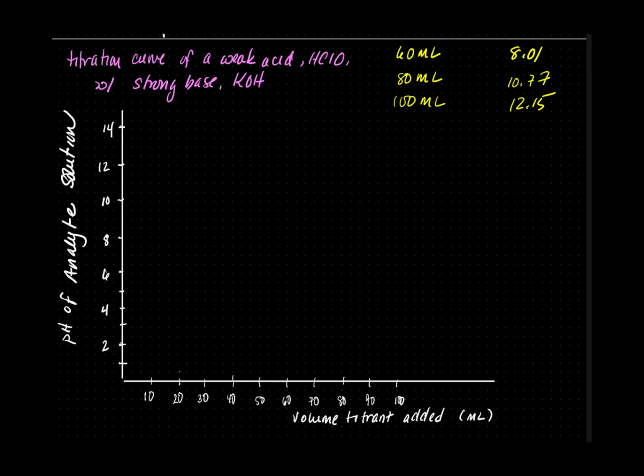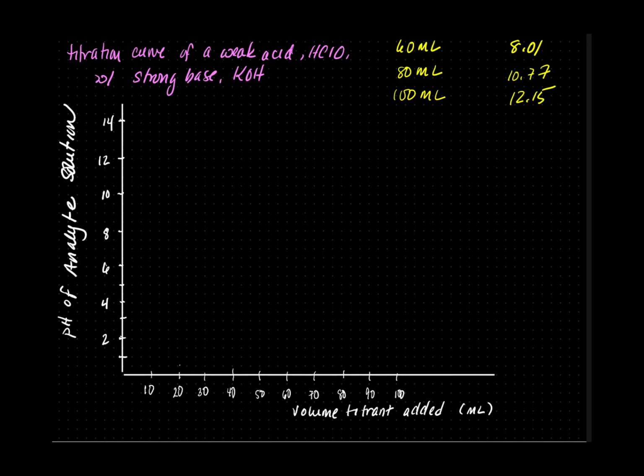This is a titration curve of a weak acid and a strong base. The volume titrant is the substance that is being added here. So in this case, this is potassium hydroxide. The analyte is the original solution. So in this case, that is the HClO.